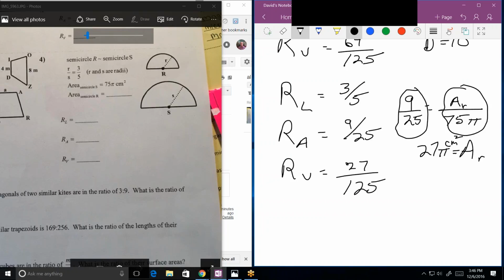Whenever you're talking areas, you're going to be talking about square centimeters. Whenever you're talking linear measurements of any kind, you're talking centimeters.